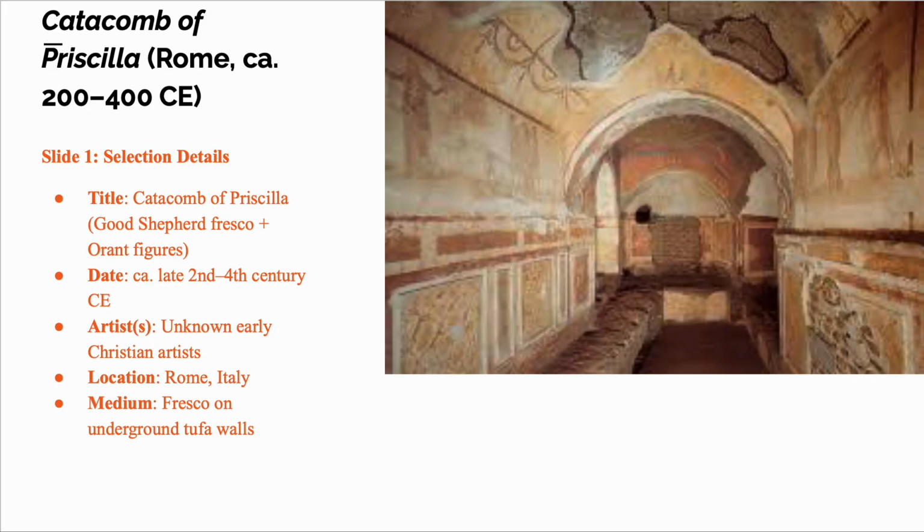The medium, as seen in this picture to the right, was fresco. It had fresco and underground tufa walls. But what you're going to see throughout the catacombs is an earthy tone, a neutral tan color, and a little bit of red. You can see right here, this is the color that they were going for throughout the Catacombs of Priscilla.